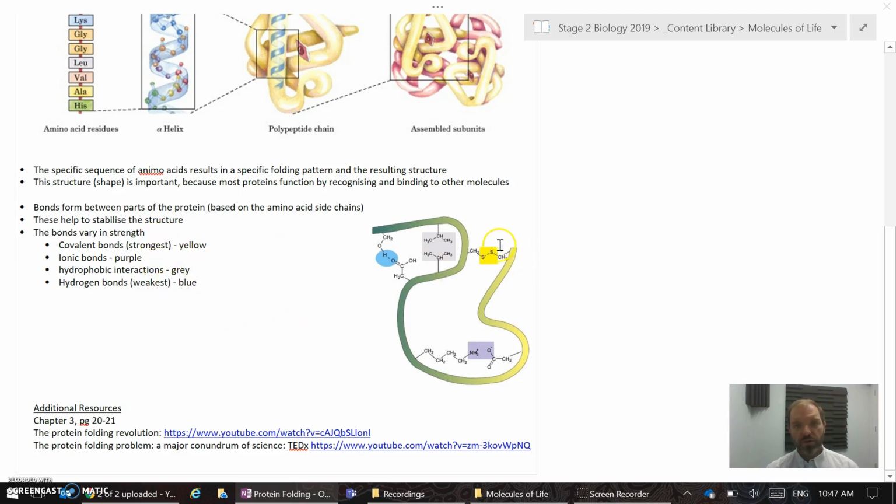So one is the very strong one shown here in yellow, which is actually a covalent bond. So these sulfur atoms can form a disulfide bridge where it's chemically connected to each other, and therefore this end of the peptide chain and this end won't come apart. But much more common is things like ionic bonds. So we have a positively charged and a negatively charged atom here, which are attracting each other. We have hydrophobic interactions. These two here in the grey don't want to be in the water, and so they will fold together to be with each other instead.